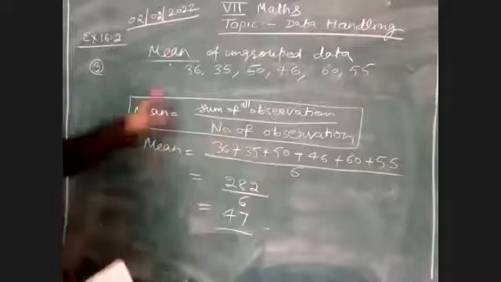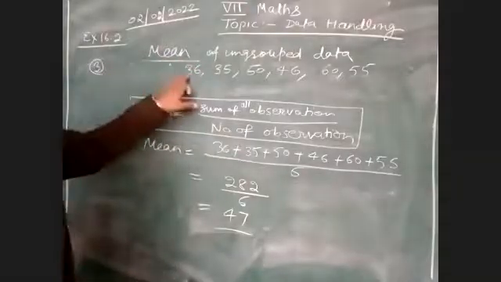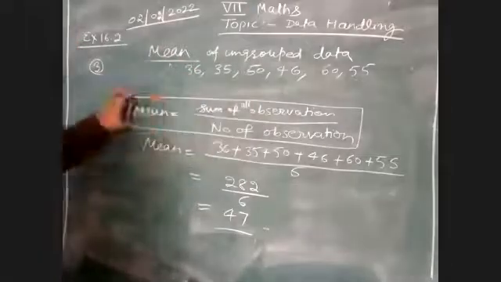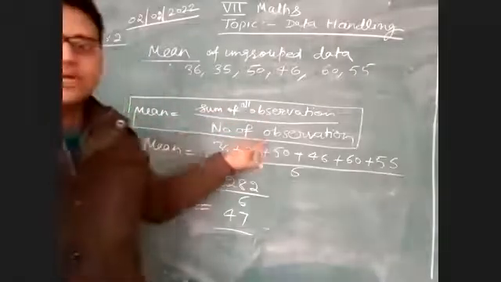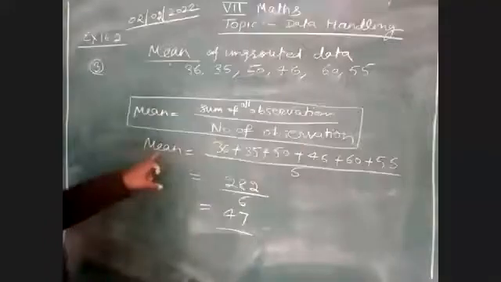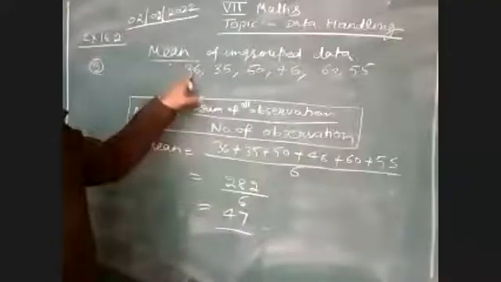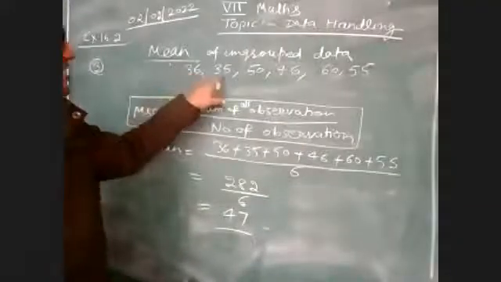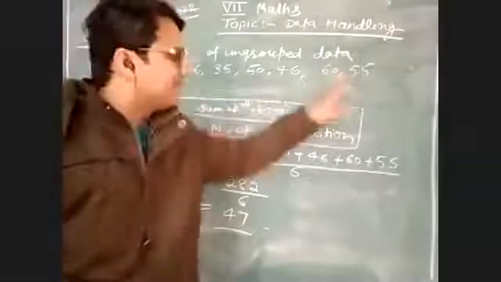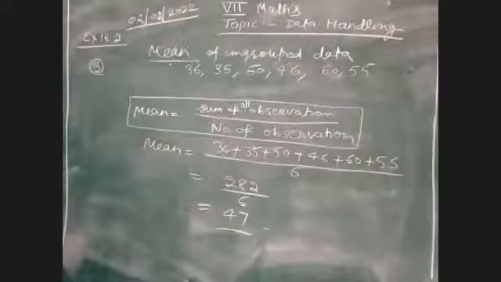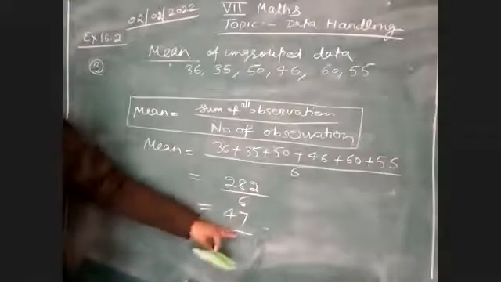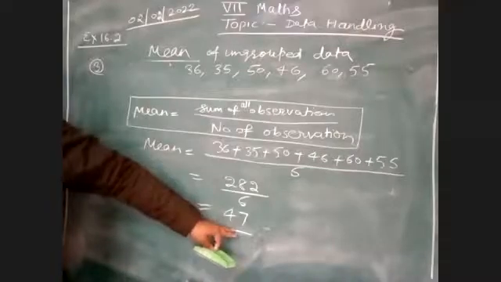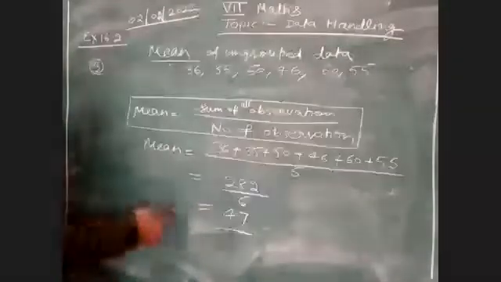So for the mean of ungrouped data, and this is ungrouped data, to find the mean of ungrouped data, it is the sum of all observations divided by the number of observations. Sum of observations: first observation he scored 36, 35, 50, 46, 60 and 55. Simply you have to add and divide by the number of observations. Total observations in this question is 6. So this is the mean value. This will be 47, and the mean run scored by him in an inning is 47.